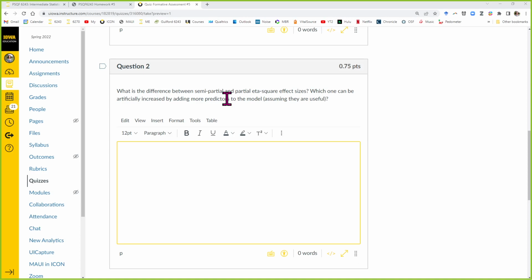So the reason that partial eta squares, or partial correlations, can look better is that if you reduce the what's-left part, then their share is proportionately higher.